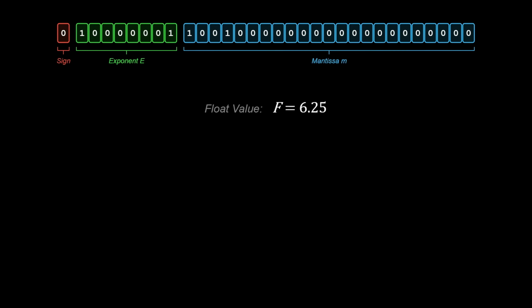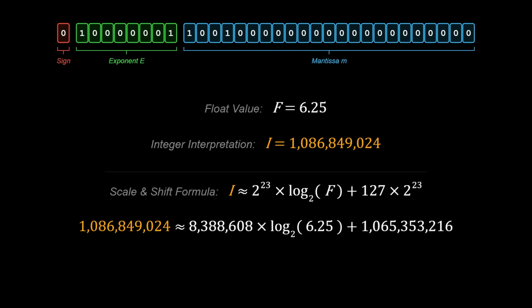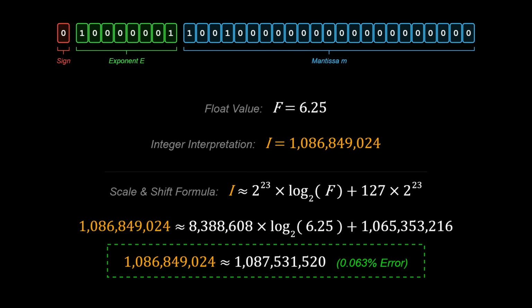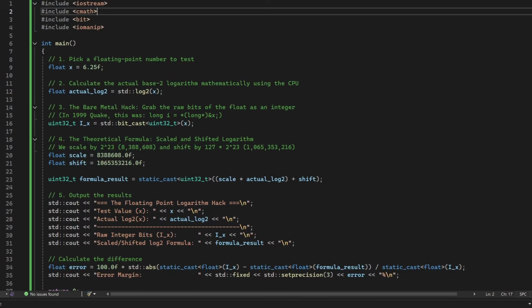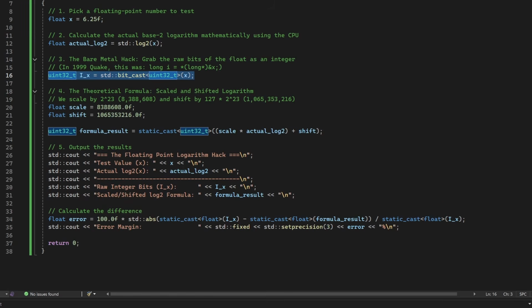What if we took that floating point number, completely ignored the IEEE standard, and just told the CPU, hey, pretend these 32 bits are just a standard integer. Mathematically, if you take the raw bits of a floating point number and interpret them as an integer, you get a surprisingly close approximation of the logarithm of that number, just scaled and shifted. Mathematically speaking, scaled and shifted, so imagine multiplication and addition. It is weird. Let me show you the code. By simply telling the C++ compiler to read the memory address of 6.25 as an integer, we get this.